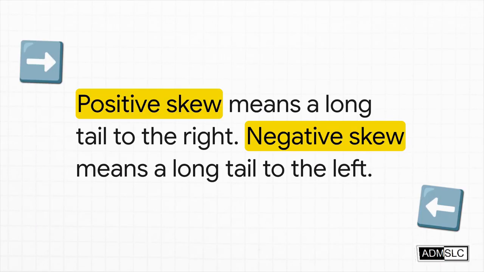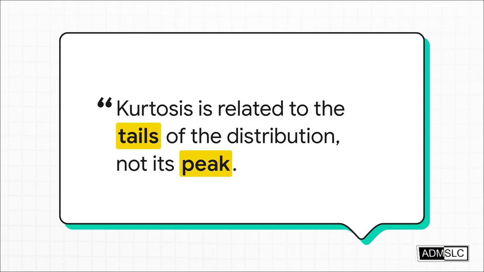If the skewness score is positive, it means the distribution has a long tail stretching out to the right, toward the higher numbers. We call that skewed right. If the score is negative, that long tail is stretching to the left, toward the lower numbers, and we call that skewed left. Simple. Okay, now for the fourth moment, kurtosis.